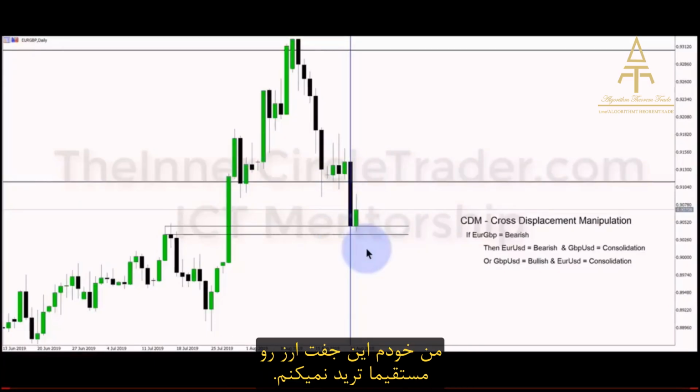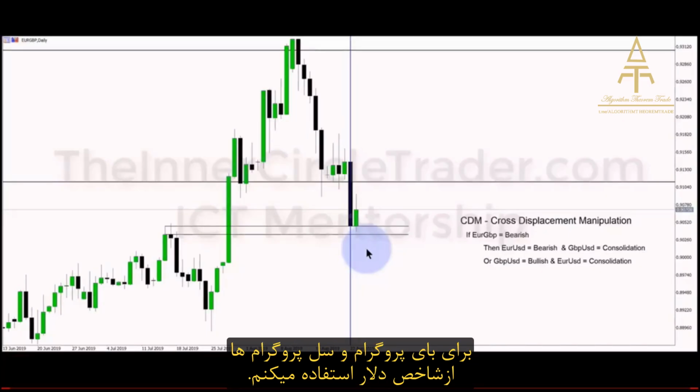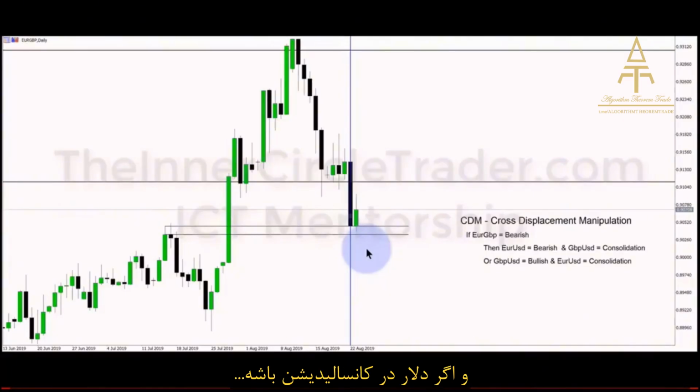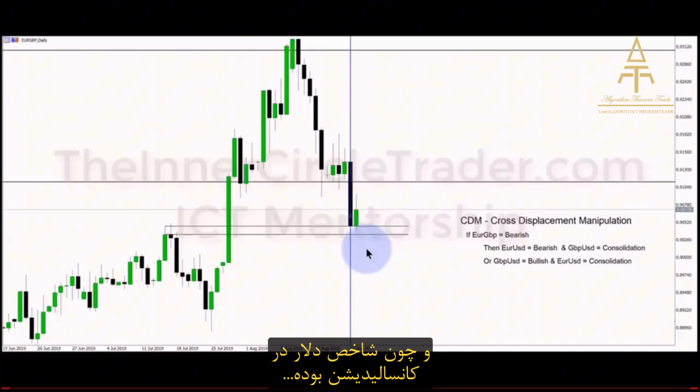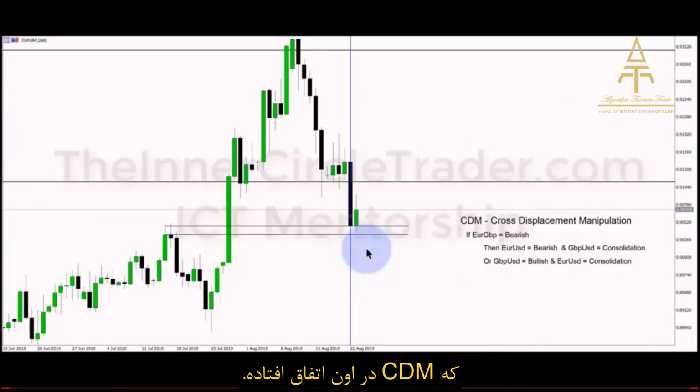For this pair, I don't trade euro pound, I use it as a decision-making pair. So I use dollar as a barometer, whether I should be bullish or bearish, am I in a buy program or a sell program. And if it's in consolidation relative to the dollar, then I have to rely heavily on euro pound. Well, since we've been in a consolidation on dollar index, my analysis takes me to this pair here, which is for the purpose of cross displacement manipulation.